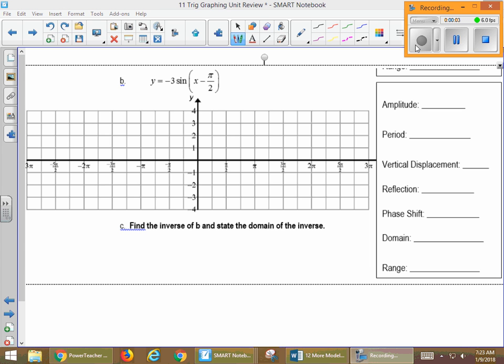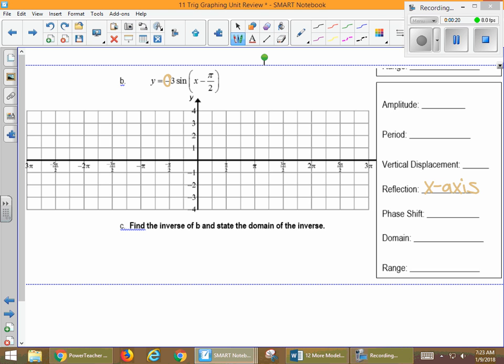Right, B is a little bit easier. For B, we don't have any horizontal stretches or shrinks. I'm just going to make our math a little easier. Again, I'm going to work left to right. My negative out front is going to be a reflection over the x-axis.